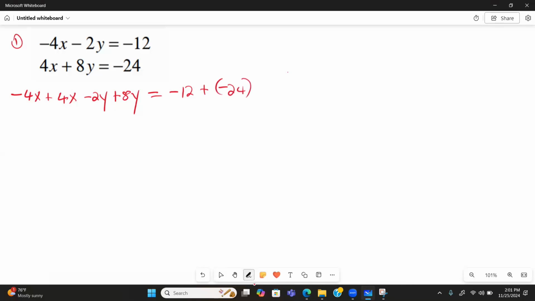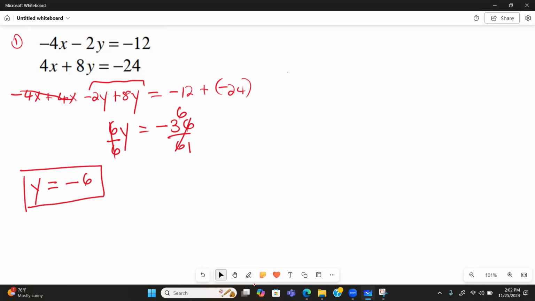As you can see, when I do that, this part becomes 0 because -4x plus 4x becomes 0. So -2y plus 8y becomes positive 6y, and this is equal to -36, since -12 plus -24 is -36. At this time, I'm just going to divide both sides by 6. So we see that y is equal to -6, as 6 into 36 is 6. And this is one of the values.